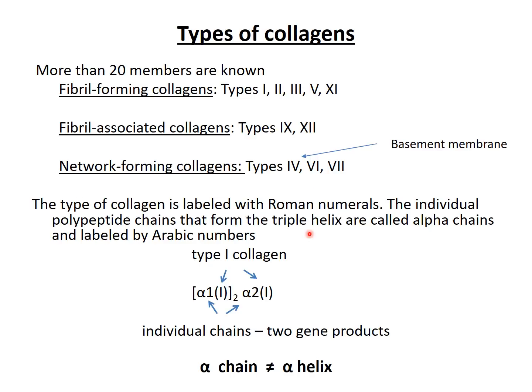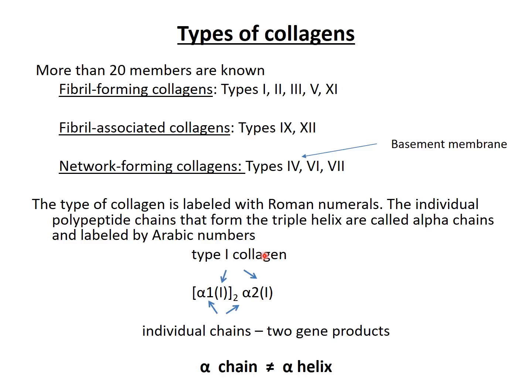Now, how do we label and how do we know which collagen we are talking about? So let me introduce you to the labeling of type 1 collagen. The family, the type of the collagen is labeled with a Roman numeral. So this is type 1 collagen. You remember, builds the bone and other tissues. It's Roman numeral 1. It's not I, it's 1.